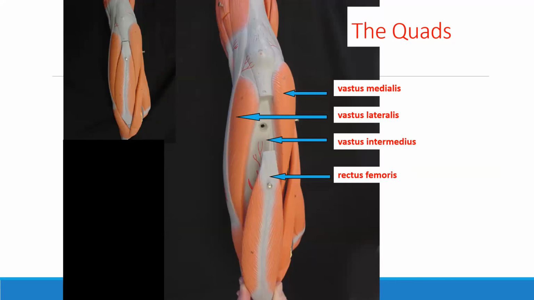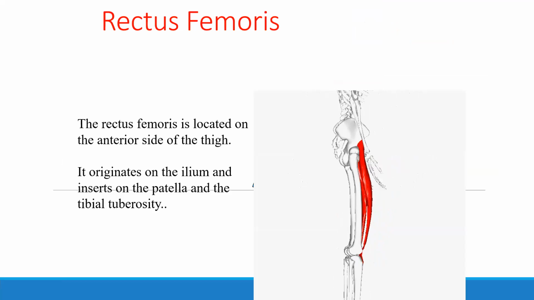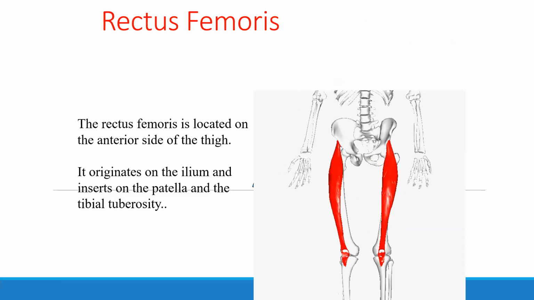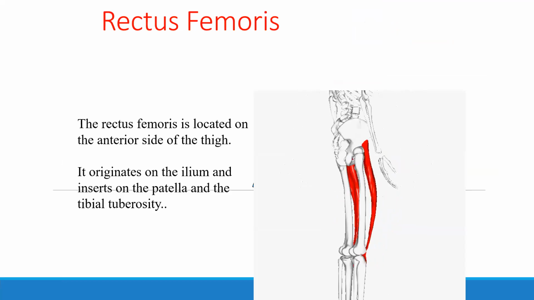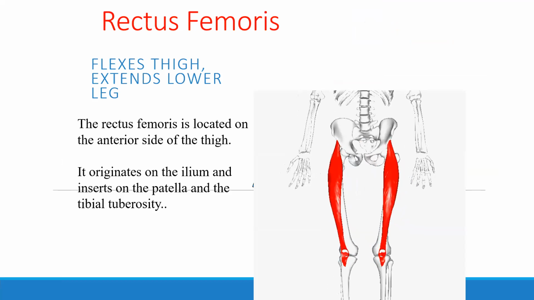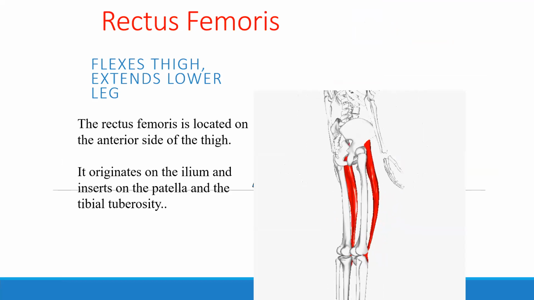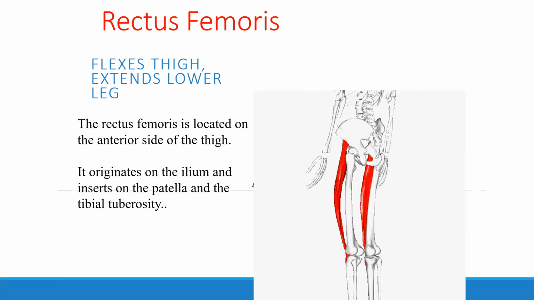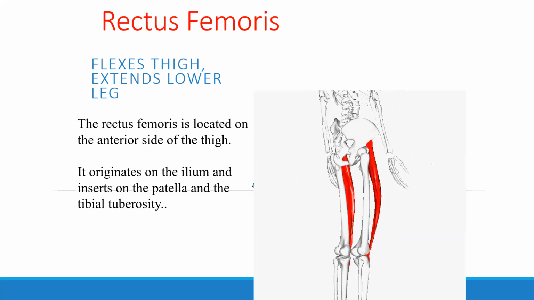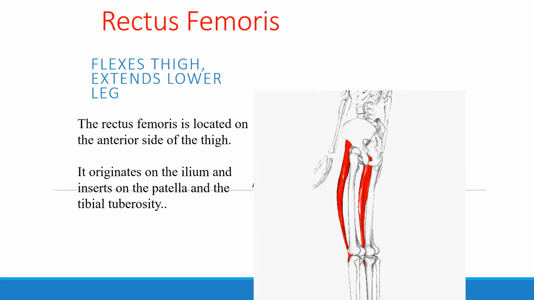Now, their role, and here we see the rectus femoris. This is representative of all four of them. The role of the rectus femoris is to flex the thigh at the knee and extend the lower leg. Like when you're kicking something. When you kick something, you're extending your lower leg.